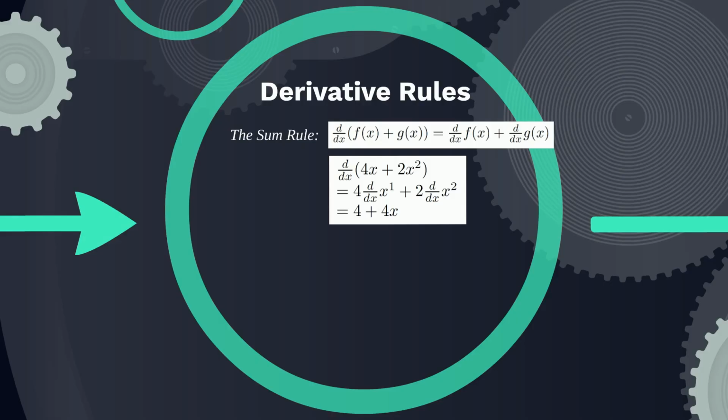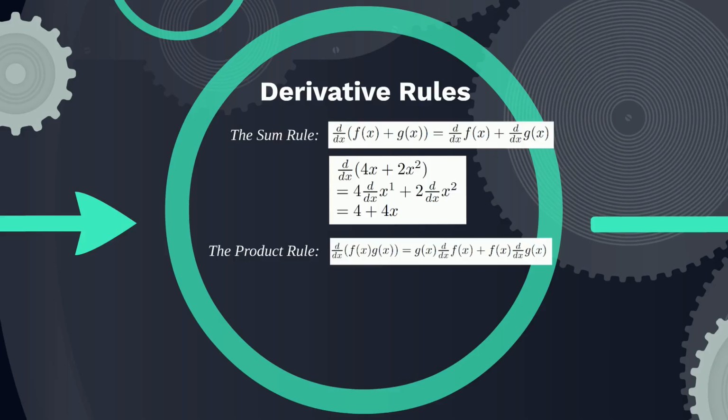And then for the second half, the 2x squared, we pull the 2 out in front of the d dx. The derivative of x squared is simply 2x, and so 2 times 2x is going to leave us with 4x. Ultimately, we get 4 plus 4x.